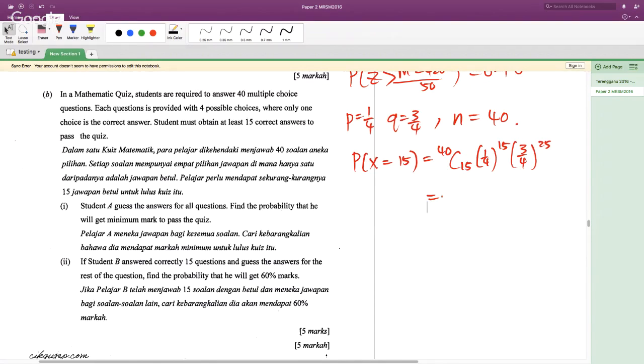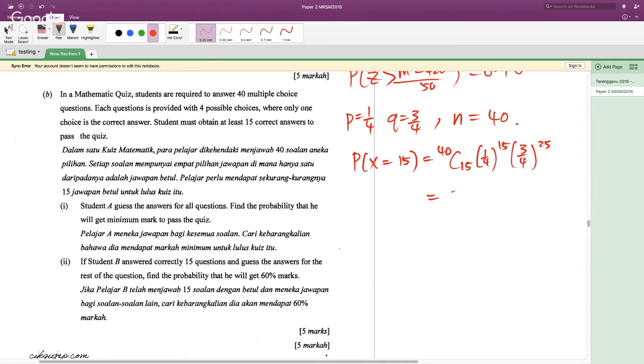So this is how we find the probability. If you have 40 questions and you want 15 correct, we do 40 C 15 multiplied by 1 over 4 to the power of 15, and then multiplied by 3 over 4 to the power of 25.